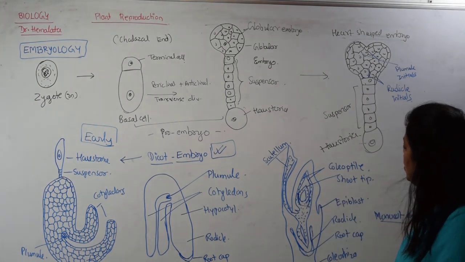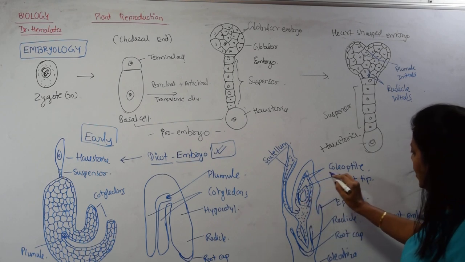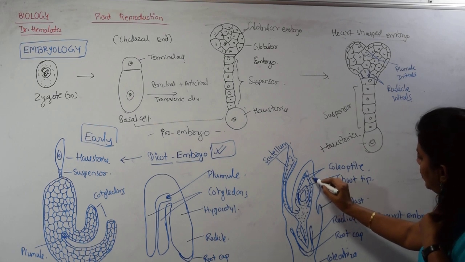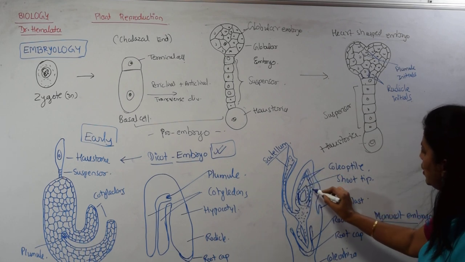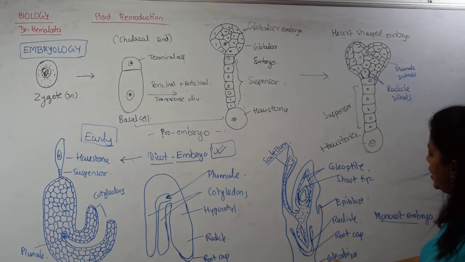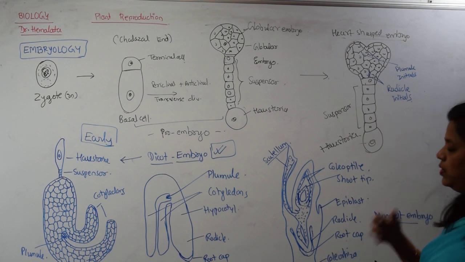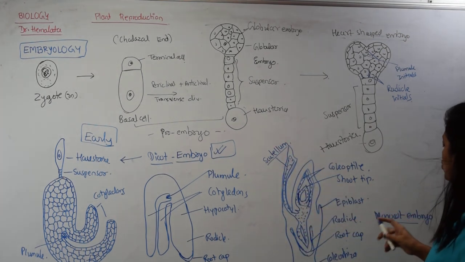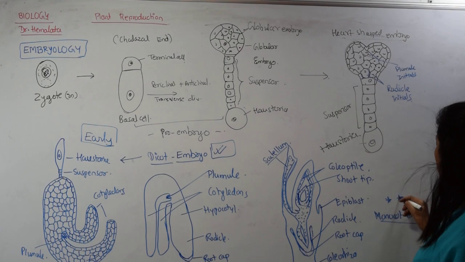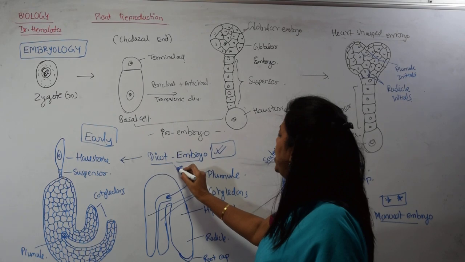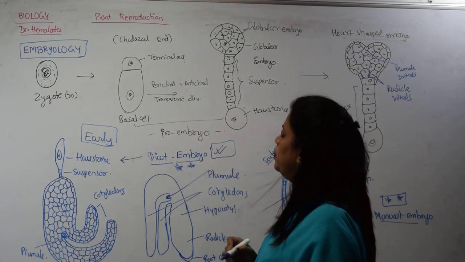The remaining embryonic part contains the coleoptile. Coleoptile is the covering of the shoot tip, and here is the shoot tip. You can see this is the covering of the shoot tip. The lower portion is the radicle, and this is the root cap, and this is the coleorhiza. Coleorhiza is the covering of the root cap. So this is the total monocot embryo. This also will come in the examination: draw and label the monocot embryo, or draw and label the dicot embryo. Remember, these are two important drawings.